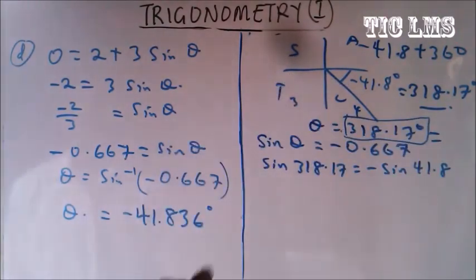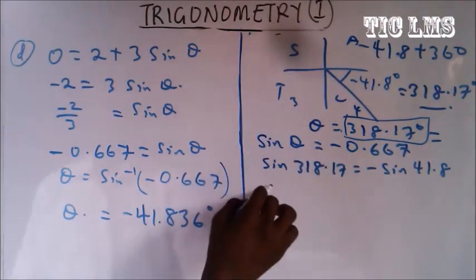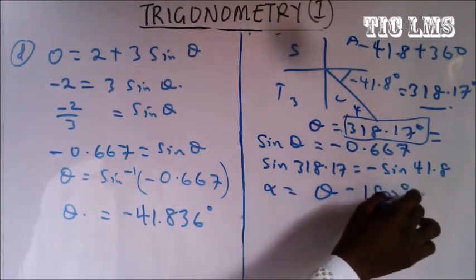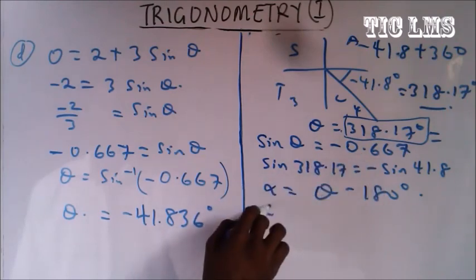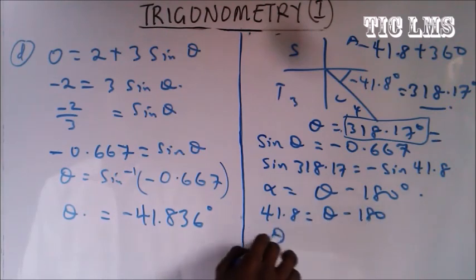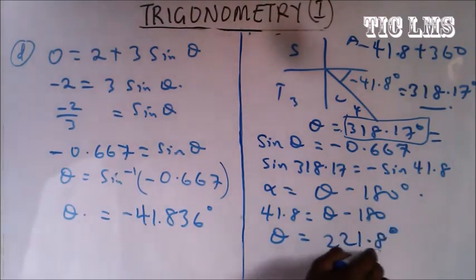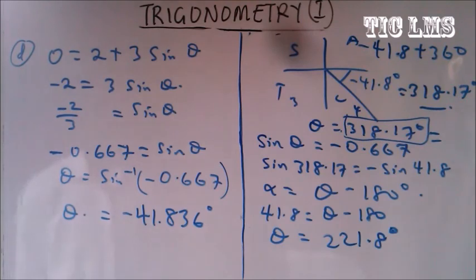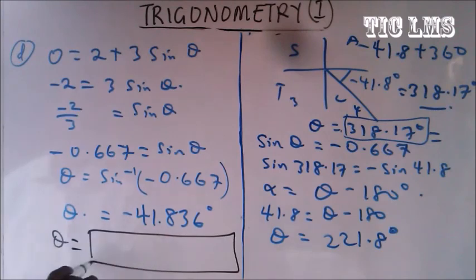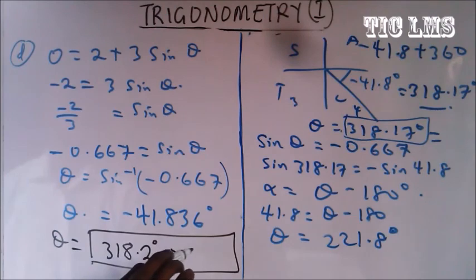Now in the third quadrant, when we have this 41.8, we will have alpha equals theta minus 180 degrees. Our alpha here, we'll take as 41.8 equals theta minus 180, and so our theta here equals 221.8 degrees. And so we have a final answer that our theta could either be 318.2 degrees or 221.8 degrees.